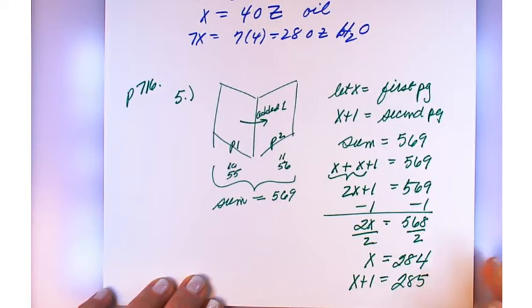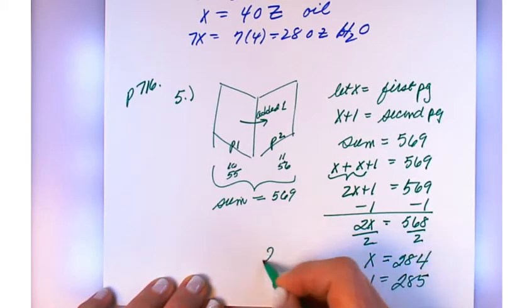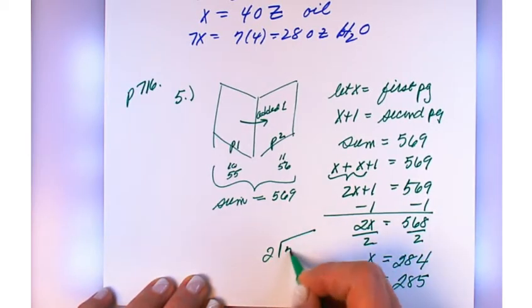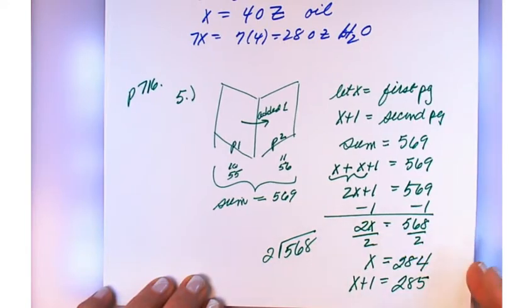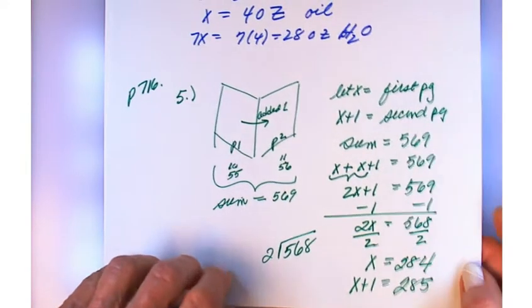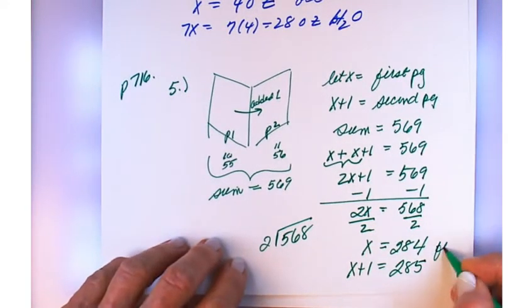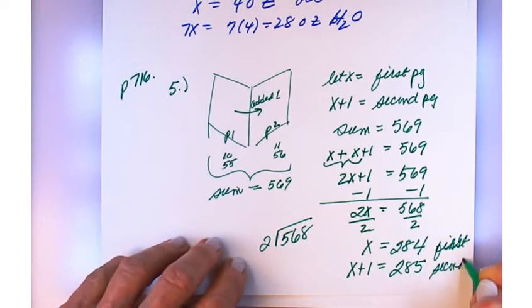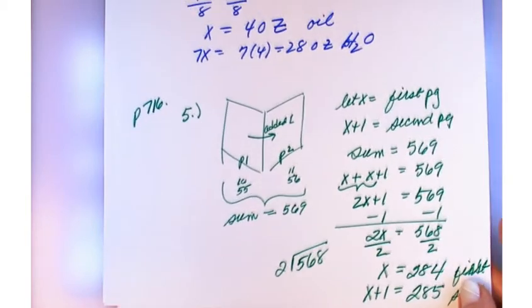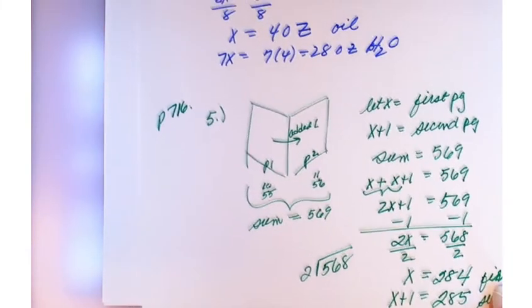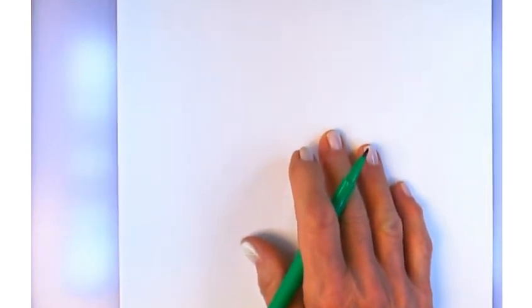So you could just go off to the side and you could divide 2 into 568, and that's how you got 284. So this is the first page, and this is the second page. So things that we can go in numerical order like that, that's what we're going to be working on.